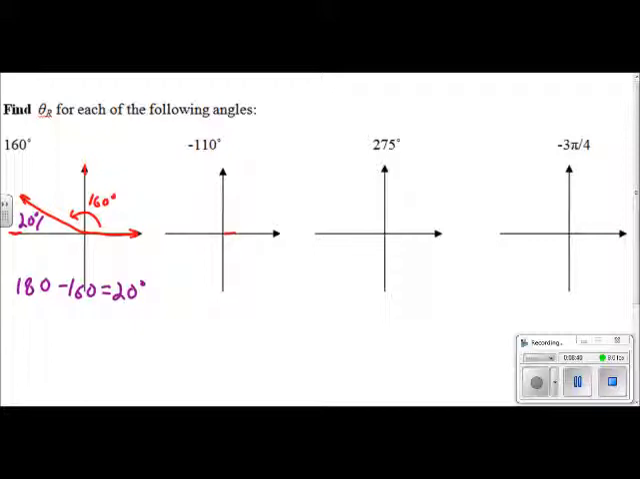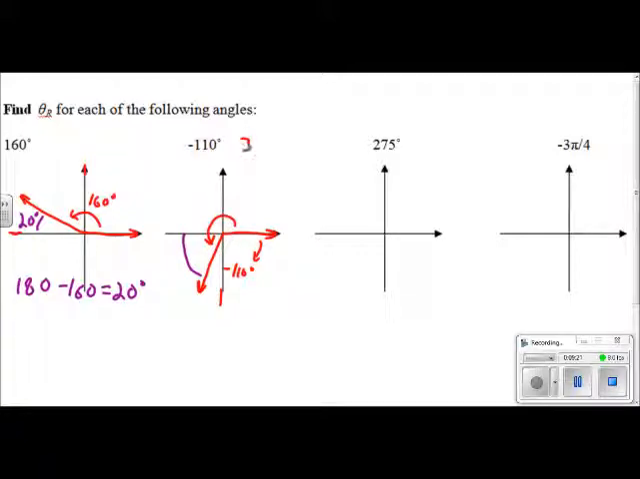If we have negative 110, instead of going this way like we normally do, we need to go downwards because it is a negative. If it was straight down, that would be negative 90, so we're going to go a little bit past negative 90. That is our negative 110 degree angle. Our reference angle, remember, always comes down from the x-axis, so we need to know this angle.